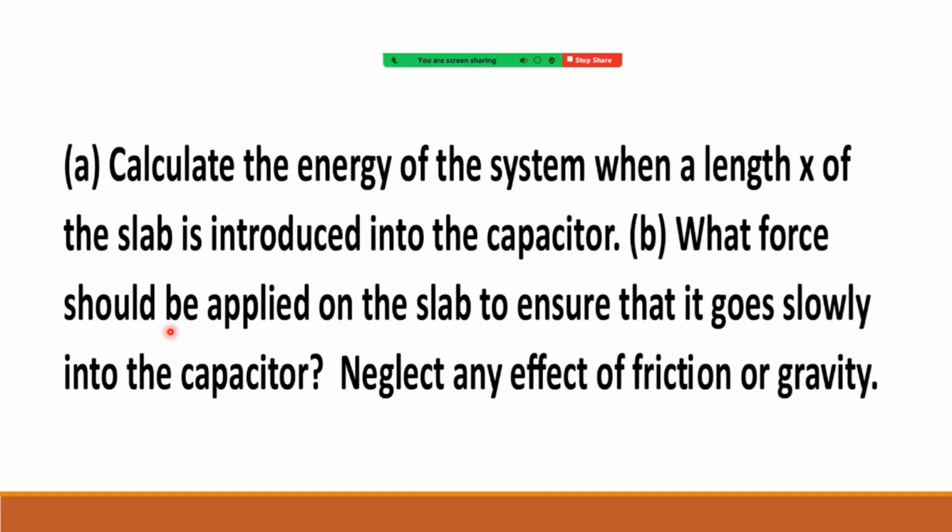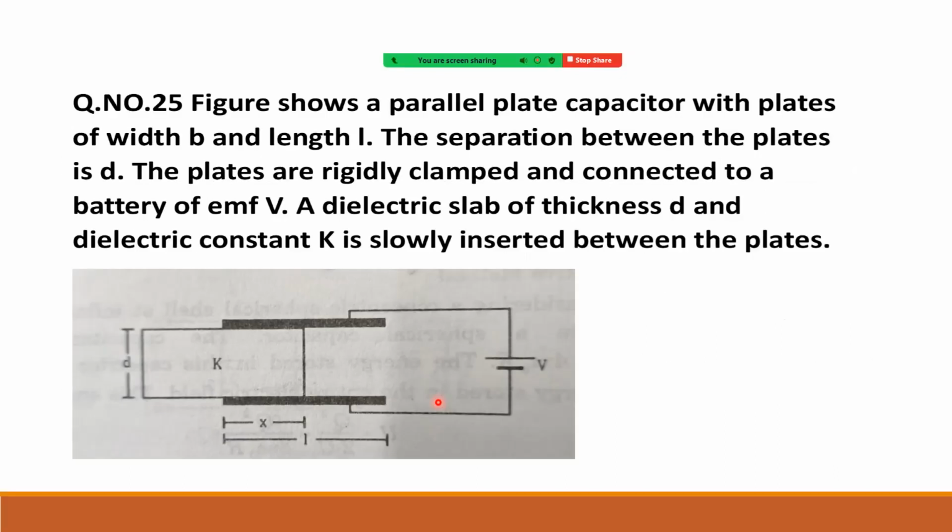What force should be applied on the slab to ensure that it goes slowly into the capacitor? Neglect any effect of friction or gravity. See the diagram once. So it is a capacitor. These two are the plates which are connected to a battery. And you can see here a dielectric substance which is now filling the space between the plates. Now x length is inside.